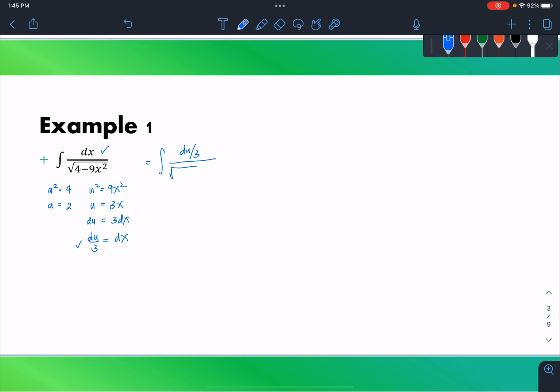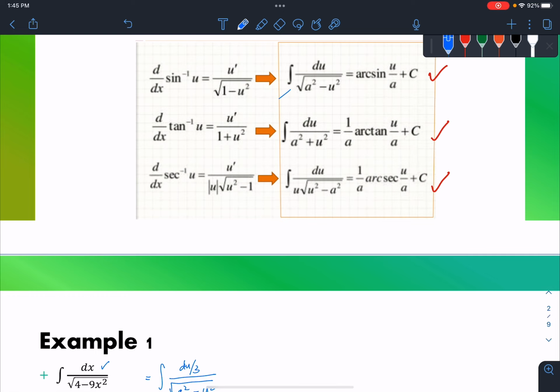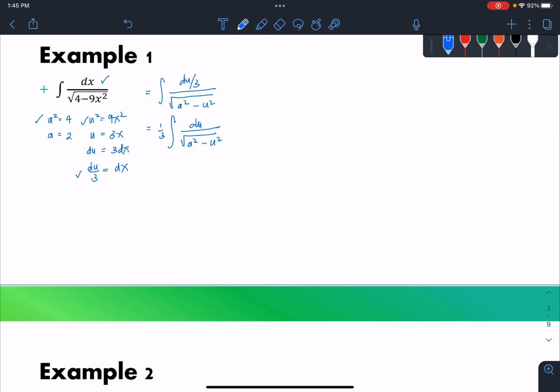Then divide it with the square root of 4, which is a squared, and then minus 9x squared, so minus u squared. And then we move out the constant, so that would make it 1/3 the integral of du all over the square root of a squared minus u squared. And based on the formula that we had before, this one resembles the arc sine. So the formula for arc sine would be 1/3 multiplied with arc sine of u all over a, plus c.